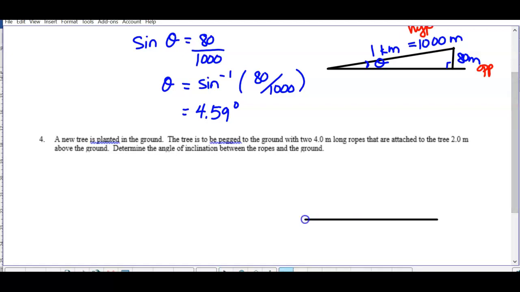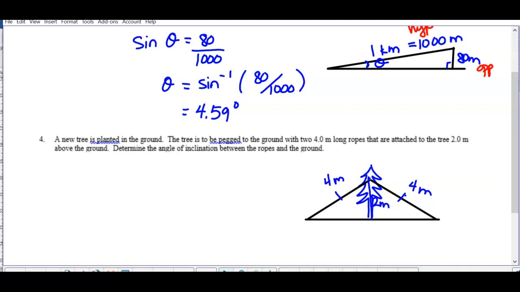So again, I'll draw that ground, my nice little tree, and then the ropes, pegged to the ground with 2 4-meter long ropes. 2 meters above, so just estimate as best you can, something like that. And then same on the other side. So these are the same: 4 meters, 4 meters, and 2 meters above ground.